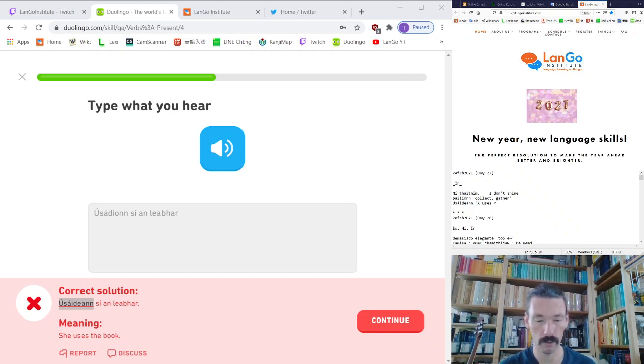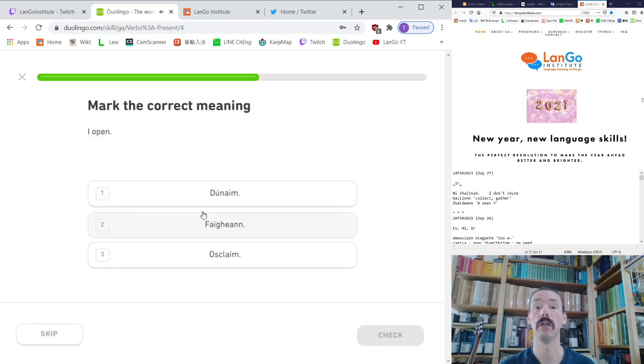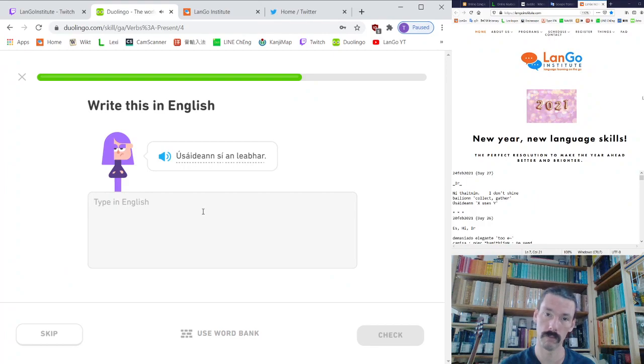X uses Y. Imríonn sí leis. Imríonn. She plays with him. Imríonn sí leis. She plays. Leis is a fusion of a preposition with and the pronoun him. Plays with him. I open, osclaím. Úsáideann sí an leabhar. She uses the book.